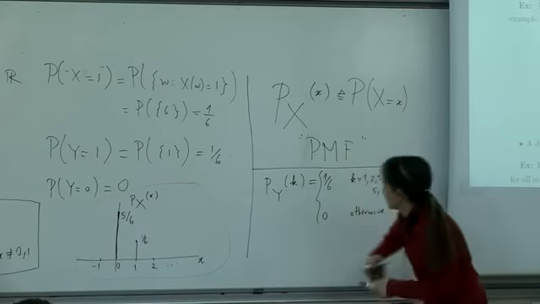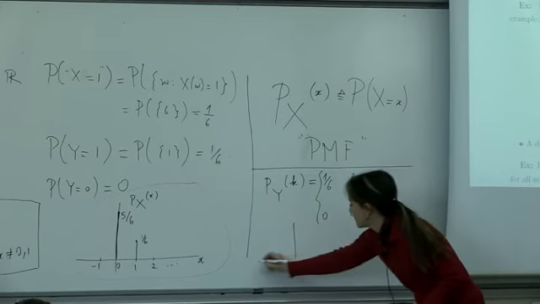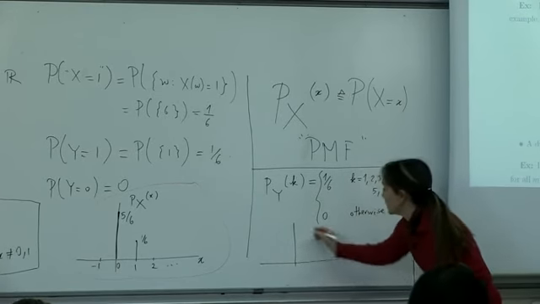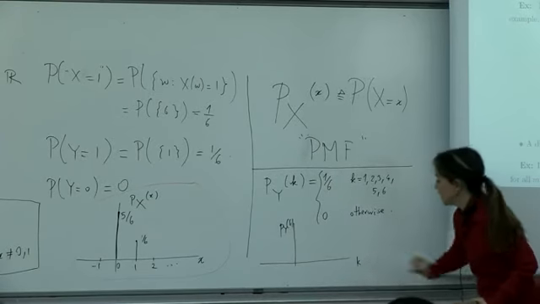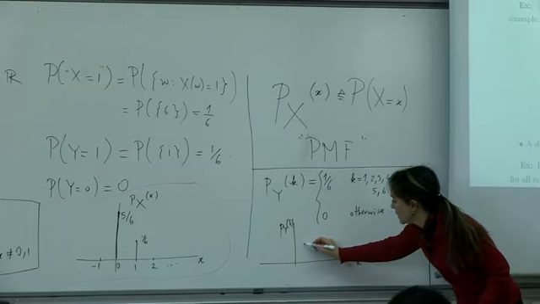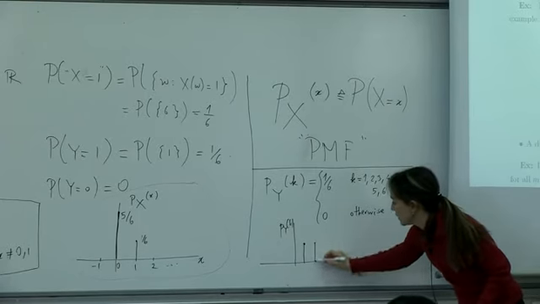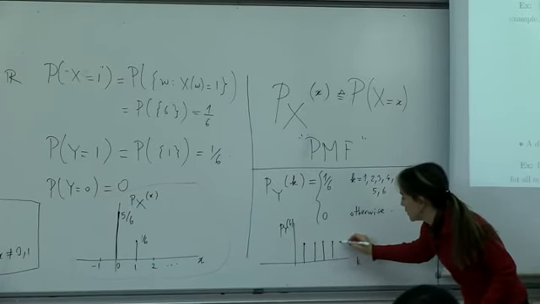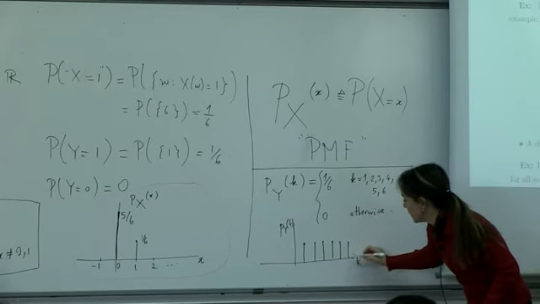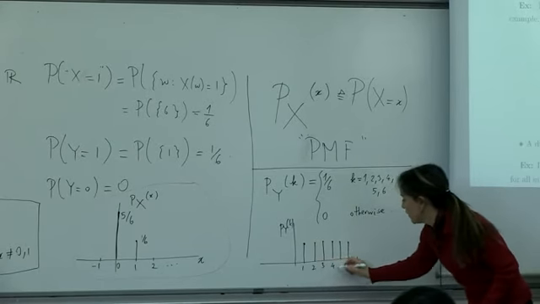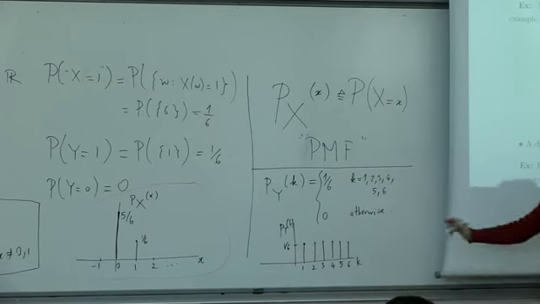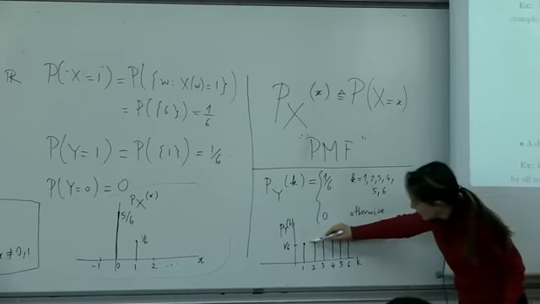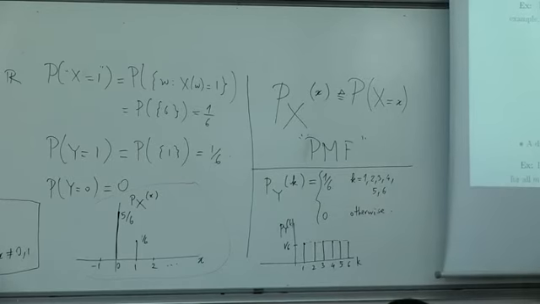So this is P_Y of k versus k, and the values are all 1 over 6. 1, 2, 3, 4, 5, 6. The value is fixed at 1 over 6. The heights of the bars are all the same. This is an example of a discrete uniform distribution.